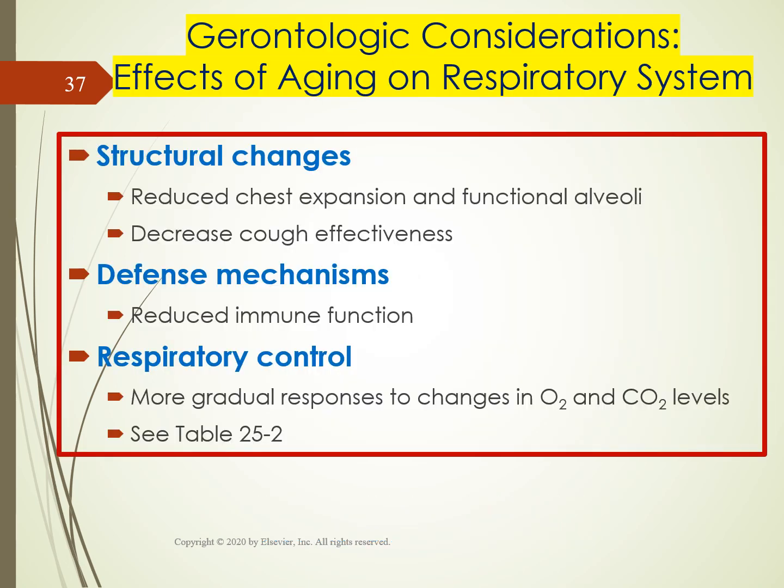As people get older, they're going to have some different effects on their breathing. They'll have reduced chest expansion. This is a big one. They have a decreased cough mechanism. Their body doesn't tell them to cough as much. And even if they do cough, often their muscles are not as strong, so they are not very effective at coughing. Their immune system decreases, and they have more gradual responses to changes in O2 and CO2 levels.